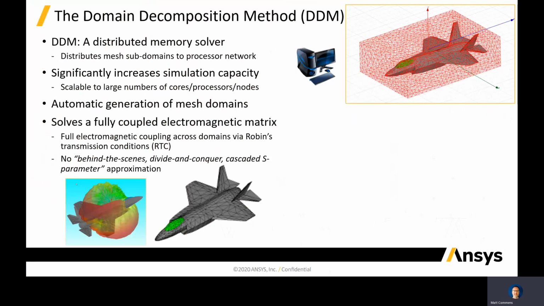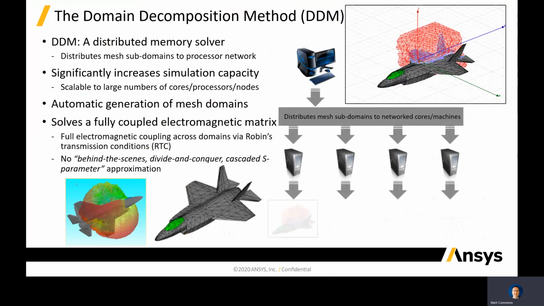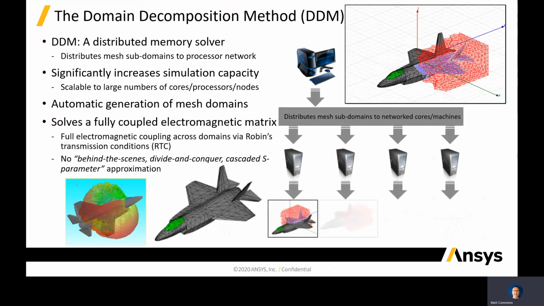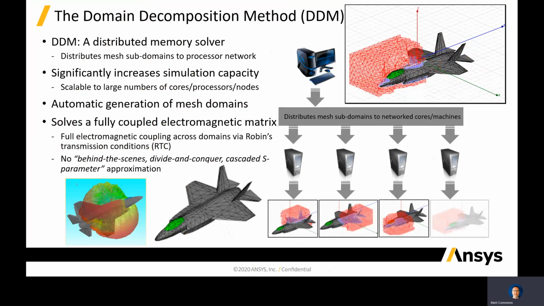This was first introduced about 10 years ago in HFSS, and the concept is very simple. You take a given mesh of a design, and you break that mesh up into a series of domains. And this is all automated in HFSS. Each one of those mesh domains can be solved in parallel on network computers. Once those solutions are created, they become a preconditioner for the iterative solution process of the domain decomposition method.